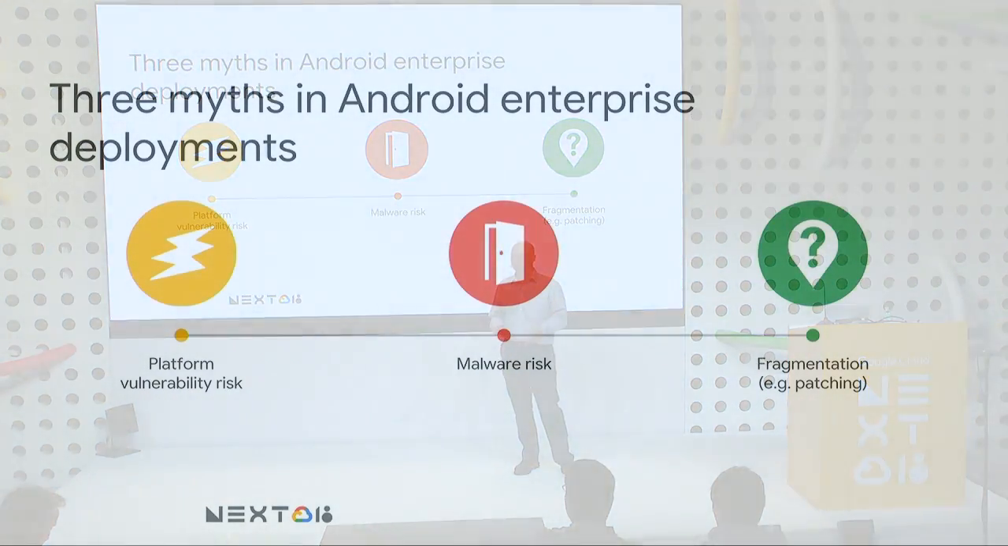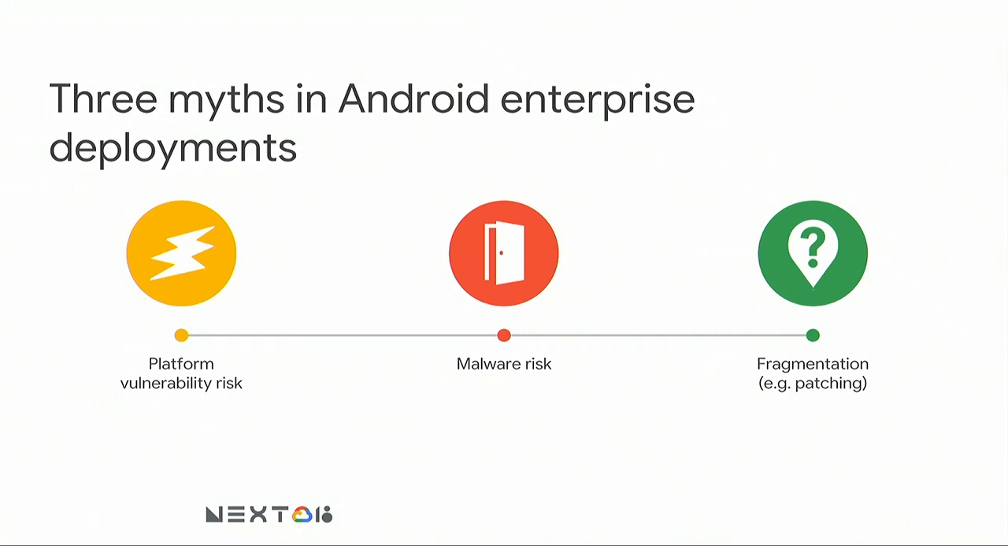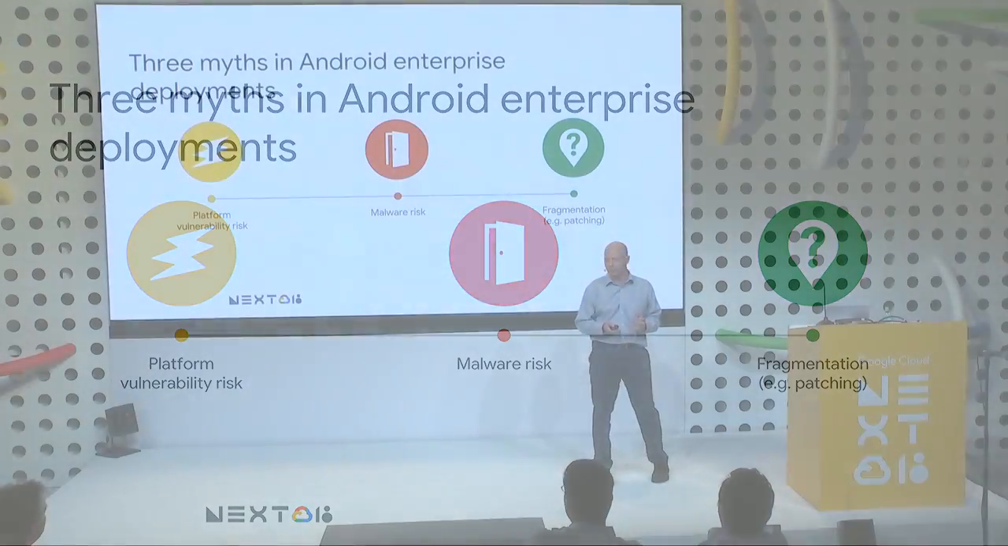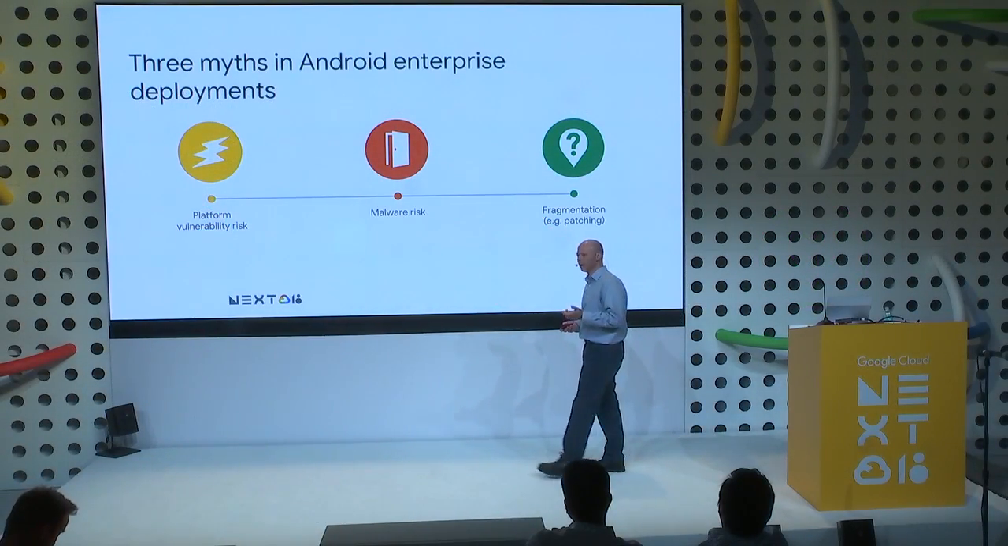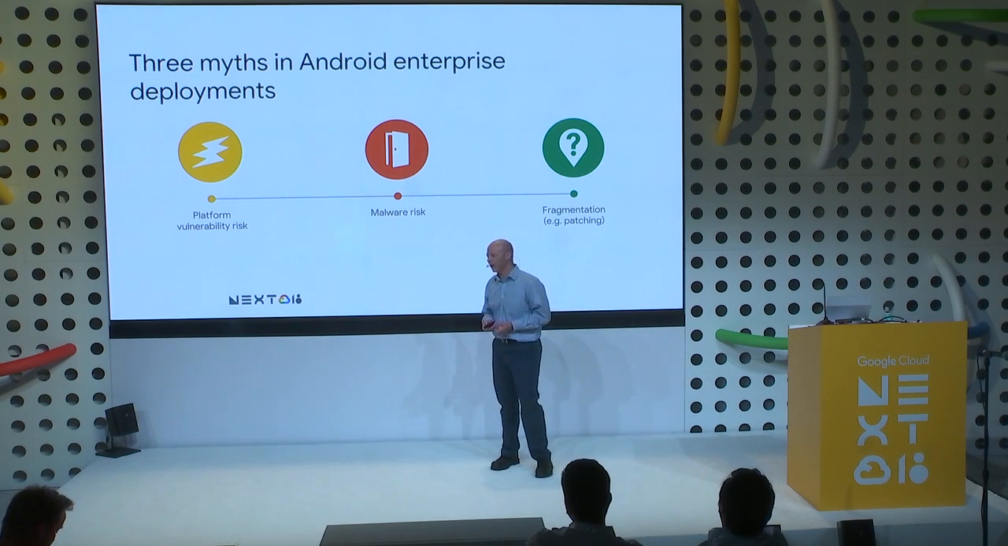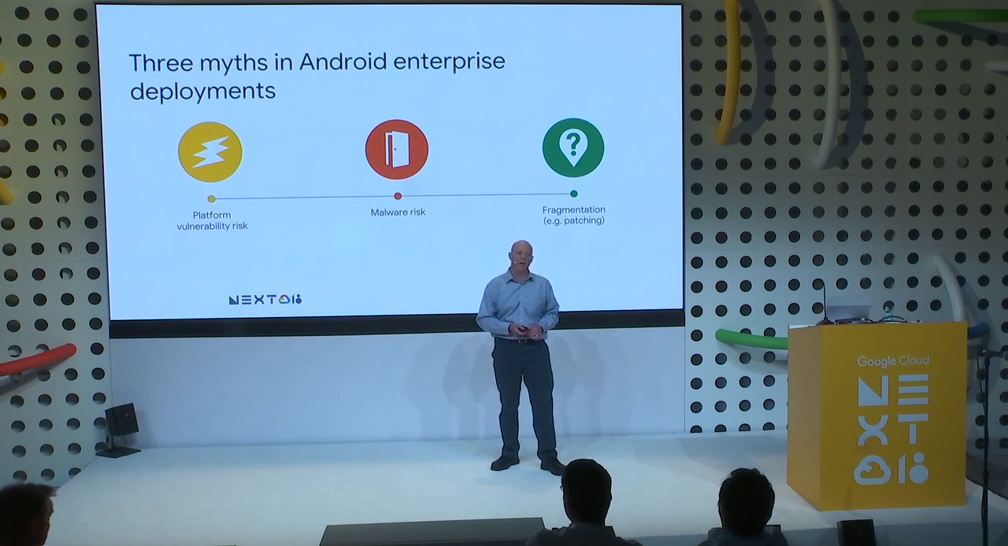So what are the myths? There's myths around the levels of risk related to platform vulnerabilities, malware risks, and fragmentation. Fragmentation is like this new F word about the differences in devices and the levels of patching and all that. I actually like to think of a different F word, a more positive F word, which is freedom. And that's the freedom of choice to select any device you want.